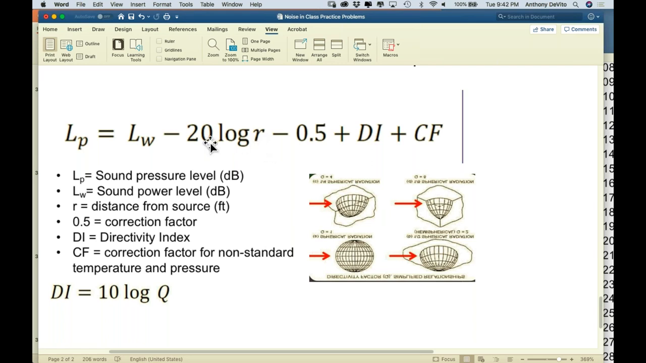1.2? Okay, so minus 20 times 1.2 is how much? That's not that hard. What is that, 24? Right, minus 24? Am I right? I'm right there, right? Minus 24 minus 0.5 is minus 24.5 plus, what was the DI again?